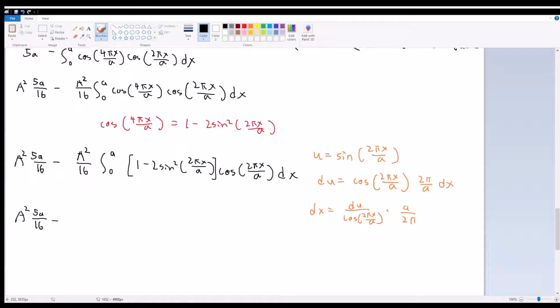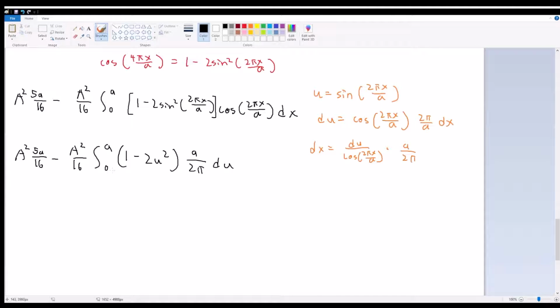So if I substitute this in, this is going to give me a squared times 5a over 16 minus a squared over 16 times the integral from 0 to a of 1 minus 2u squared, and then times du, the cosines cancel out, so a over 2 pi du. So if I actually do this integral, then a squared 5a over 16 minus a squared over 16 times a over 2 pi, and then u minus 2/3 u cubed, going from 0 to a.